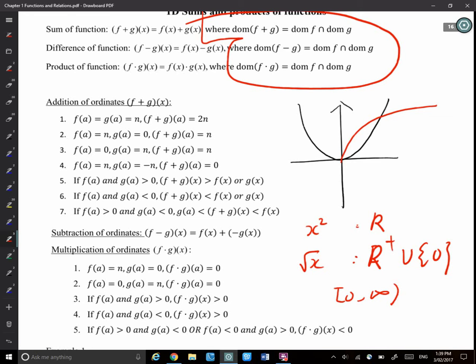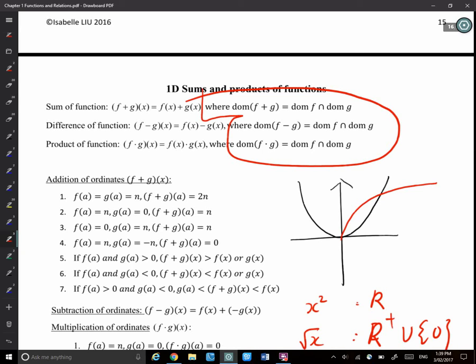Why must it be the intersection? Because I want to sum them, I need to have f(x) and I need to have g(x). But for the left-hand side, I only have f(x). I don't have the square root. There's nothing I can sum, subtract, or multiply. So I must find a domain which has both graphs in it, where I can do the operation sum, subtract or times. That's why I must have an intersection between the domains. No matter whether it's the sum, difference or product of functions, I must find the intersection between the domains.